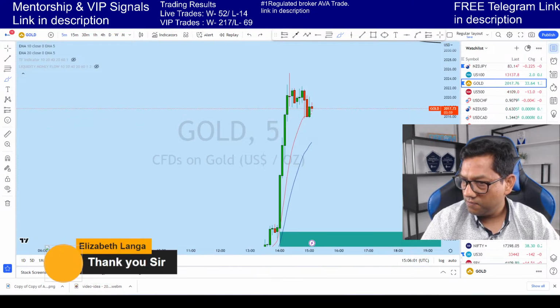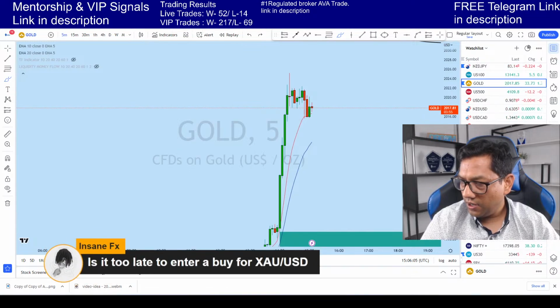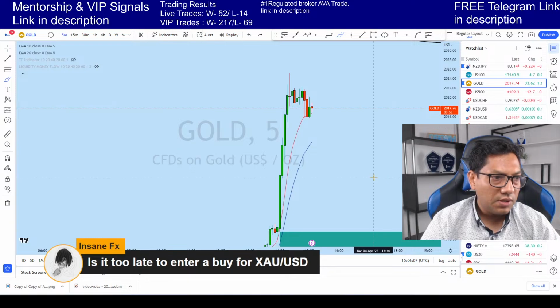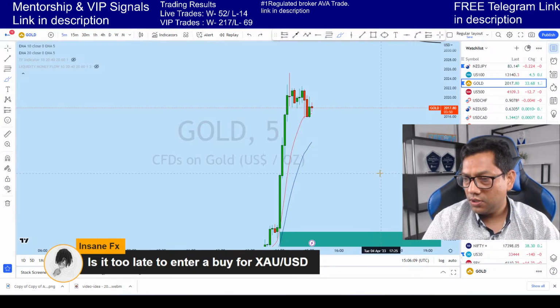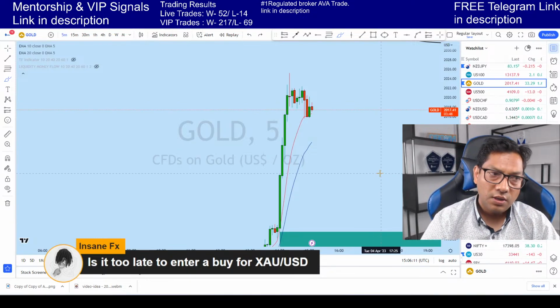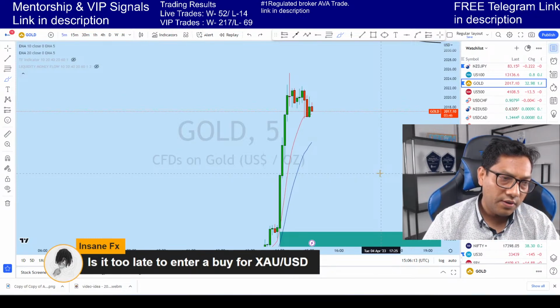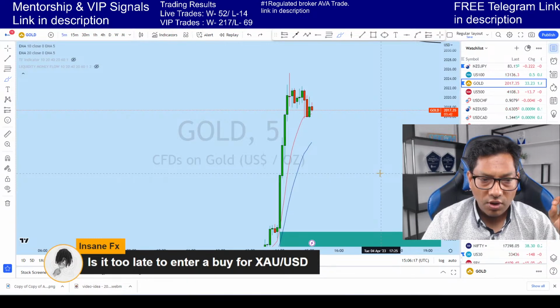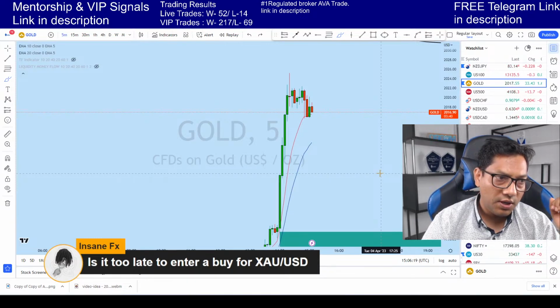It's not too late to enter a buy, you just need to find the right point. There's no late. Gold will go up forever or come down, so it's never too late. Just wait for the right entry point, and that should be fine.